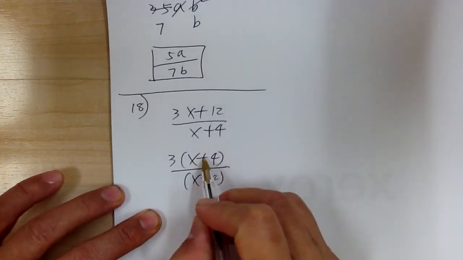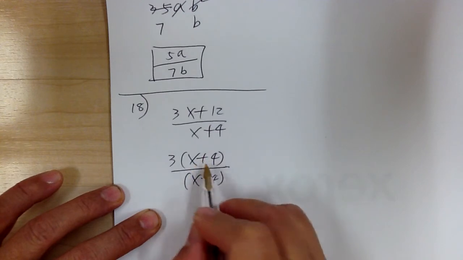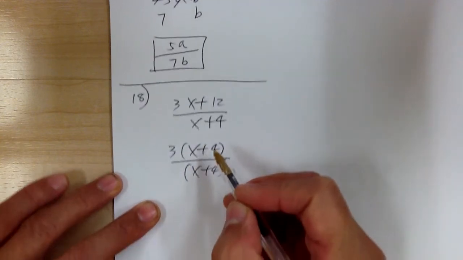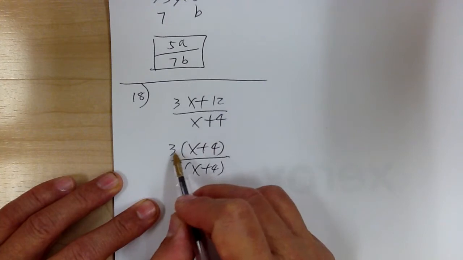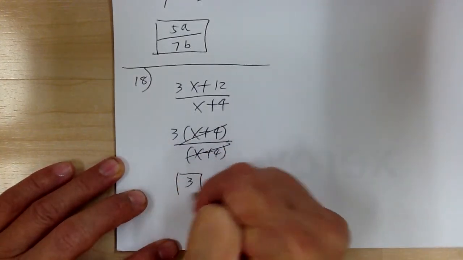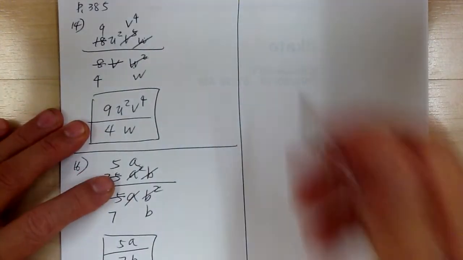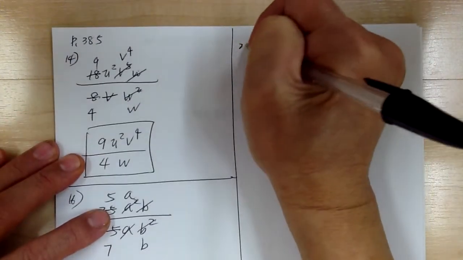So now, when you have a group, okay, you can cancel now. Okay, because the addition, subtraction inside the parentheses does not count. So this becomes a factor. So this can cancel with that. So your answer would be 3. Okay, do not cancel terms. Okay. Let's go to number 20.